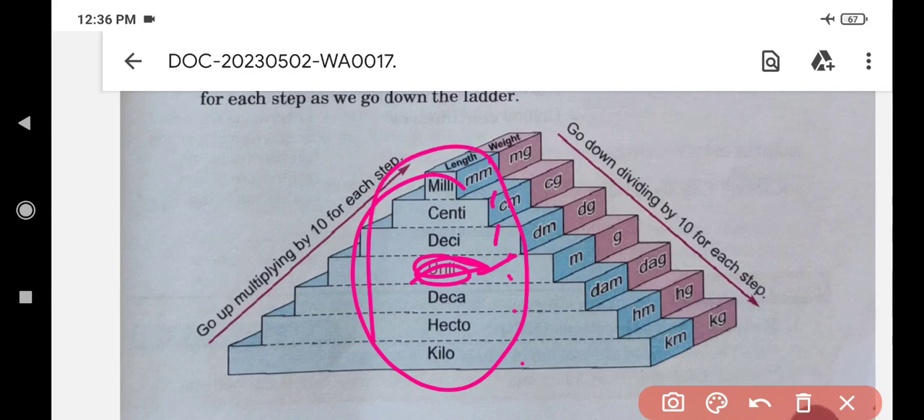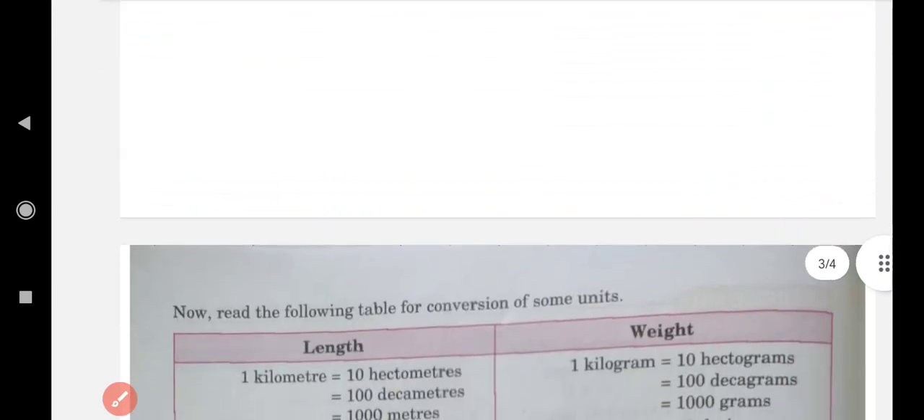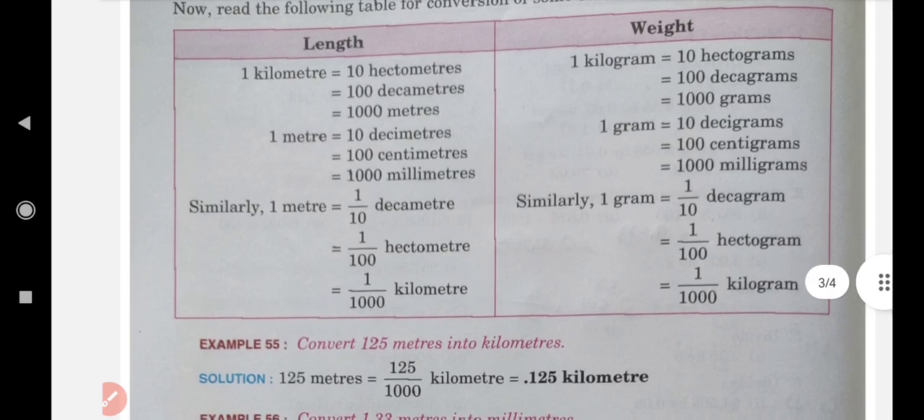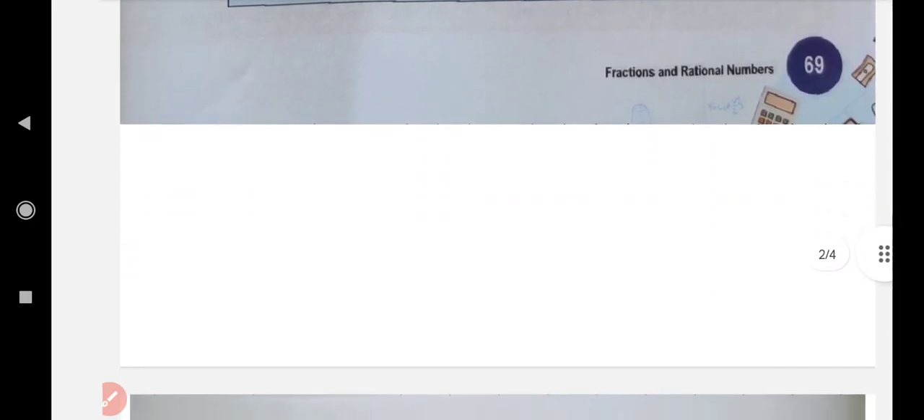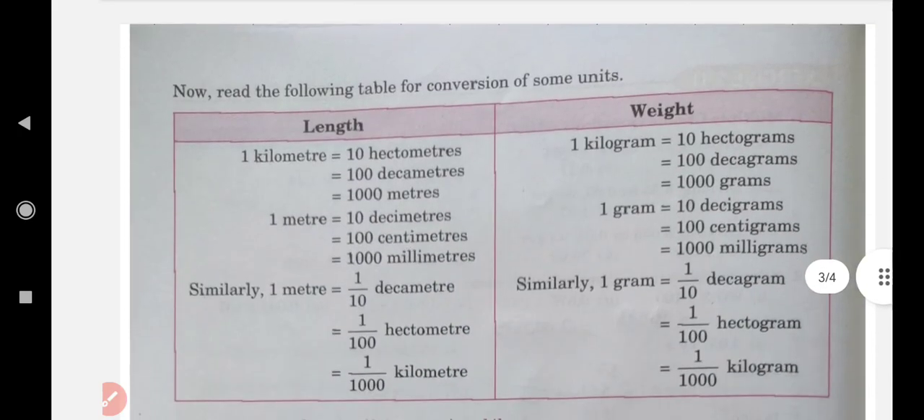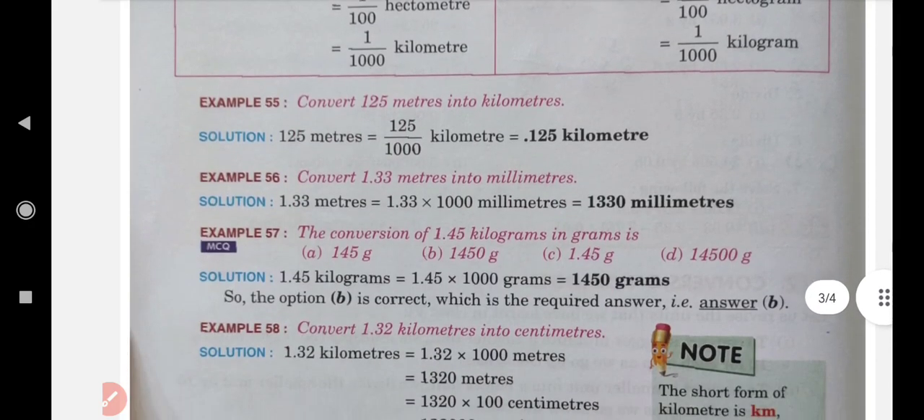Clear children? Next we'll see. Now one box is given. The left side is length and the right side is weight. Here we see 1 kilometer equals 10 hectometer. First you remember this and easily you can convert like this. 1 meter equals 10 decimeter, 1 meter equals 100 centimeter. Like this you see yourself how we convert. Let's see some examples.